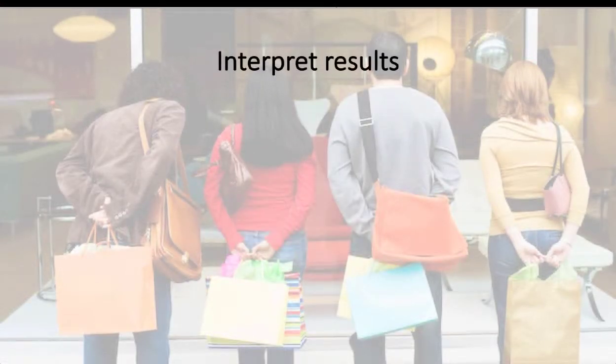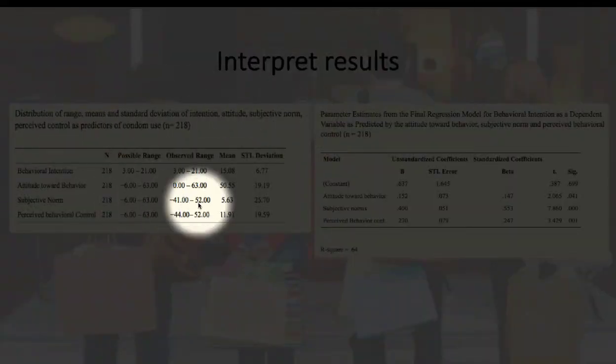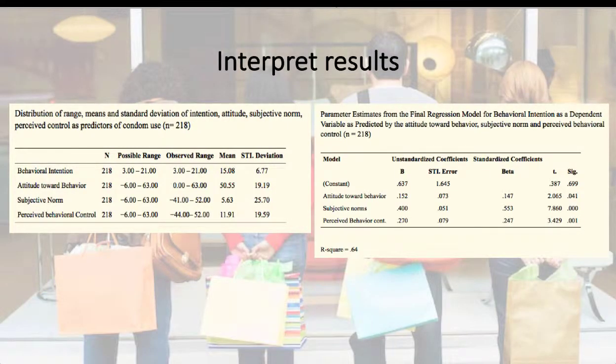All right, so once you've collected this information, what do you do next? So you should have a data set, and what you would want to do is obtain the averages, and then run a regression analysis with intentions as the dependent variable and the three factors, the three variables in the theory of planned behavior, as the independent variables.